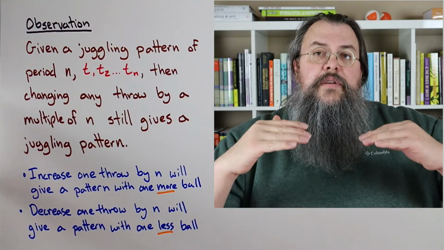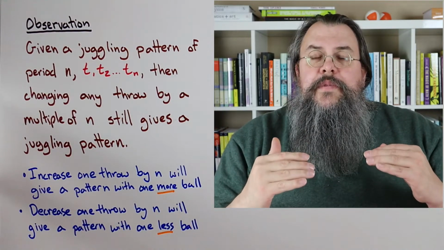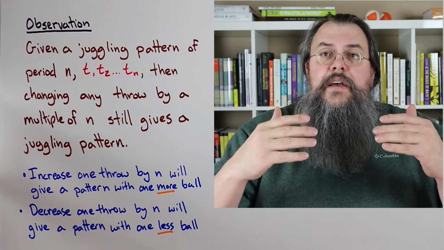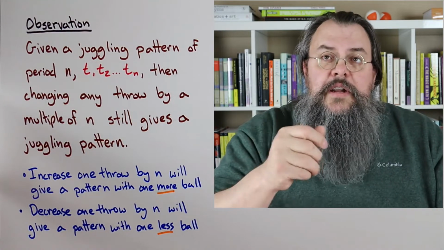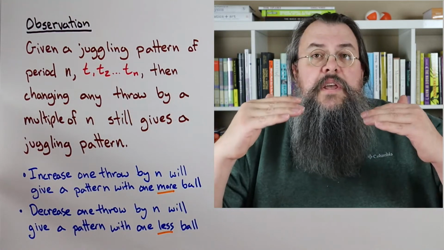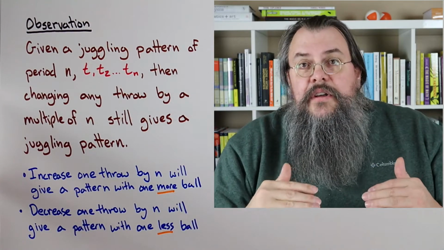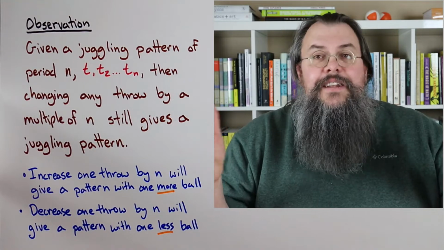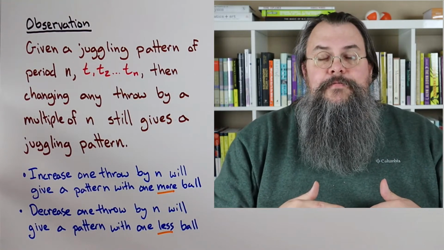So this gives us a way to say, well, what if I want to take my pattern with 2 balls and find a pattern with 3 balls? Okay, great. Just add the period to any one of your throws. Now, we can, in some cases, go down if some throw is at least n. If none of our throws are at least n, well, we can't go down any further.